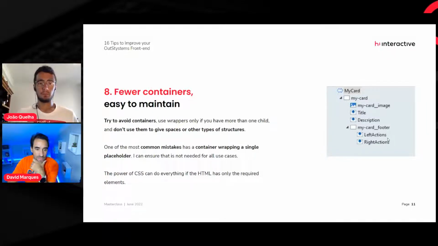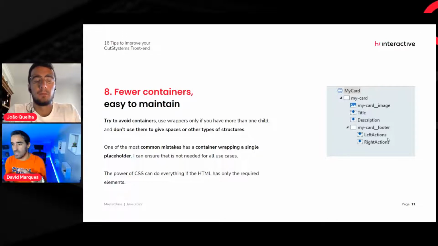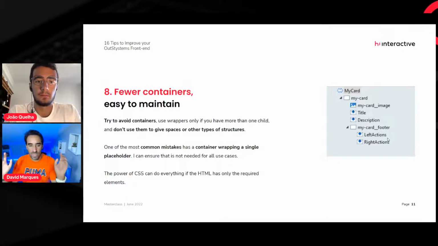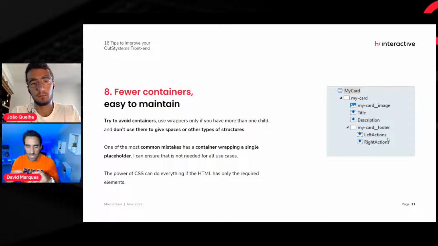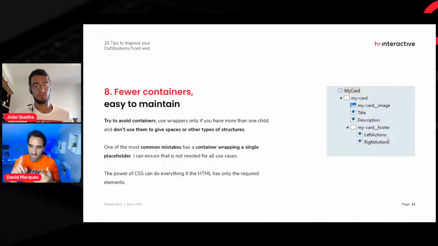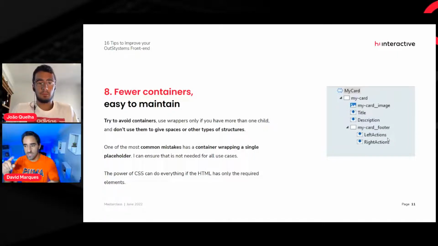A powerful CSS answer to almost everything in terms of UI. Okay, and CSS, in my opinion, is probably more complex than JavaScript. So as you can see in the image, we have a card, my cards, and in the simplest way we have the elements and placeholders. We have image, title, descriptions, a footer, left actions, right actions. We can avoid the footer also.